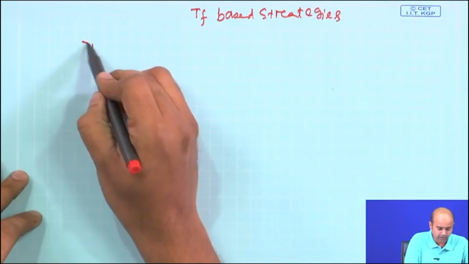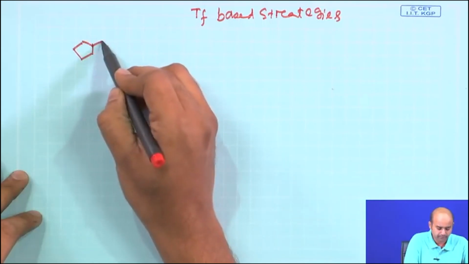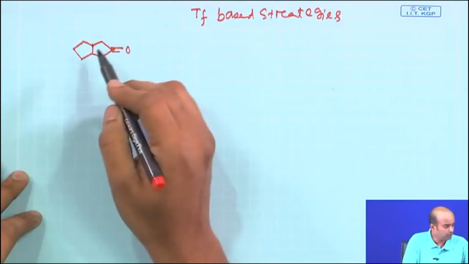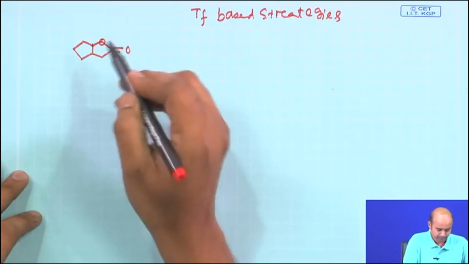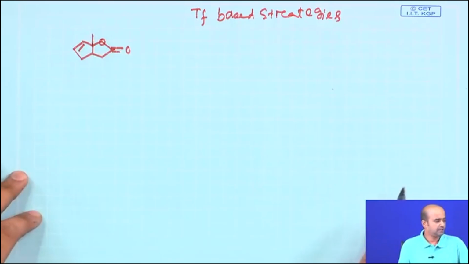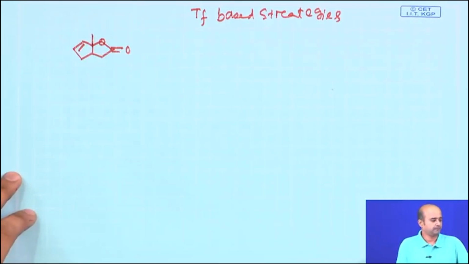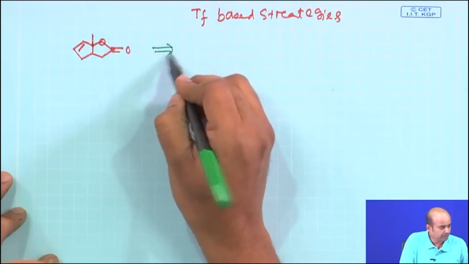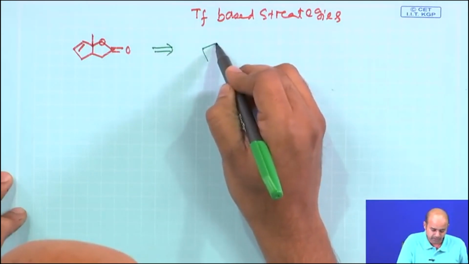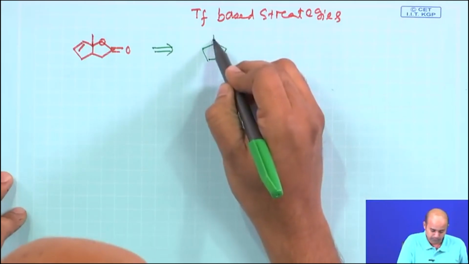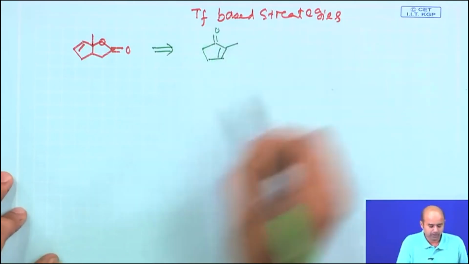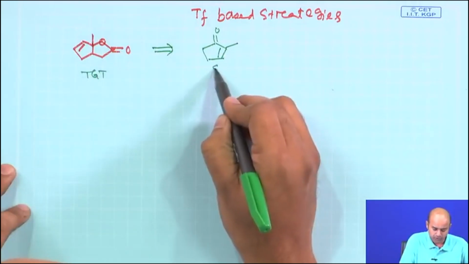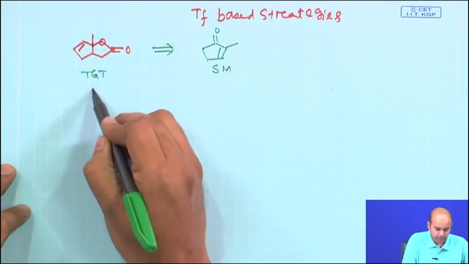We first draw the target molecule which needs to be synthesized. The target molecule has a structure something like this, and let us say I will give you the starting material also. The starting material was a simplified starting material, a cyclopentanone. Now, we go back to the retro pathway based on whatever transformation we can think of.